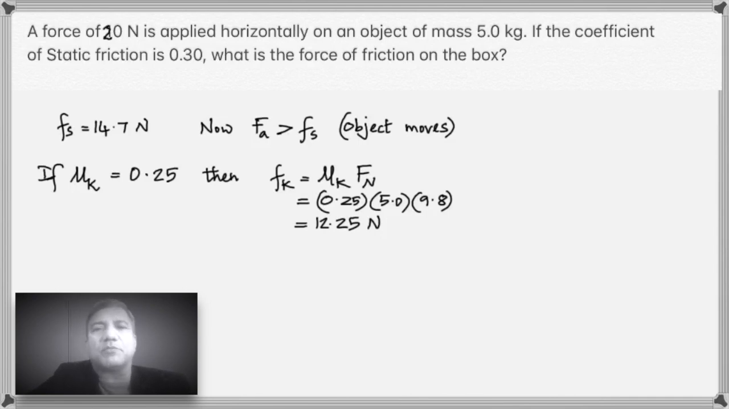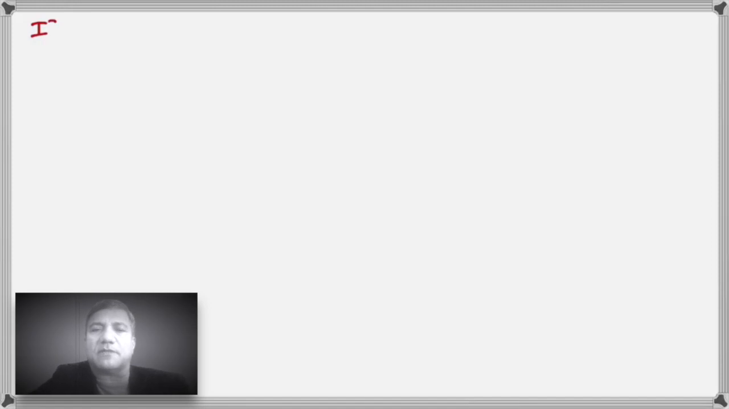Going ahead, you could be asked to calculate the acceleration here, in which case you'll have to find the net force. I'm not writing that, but the net force would be 20 minus 12.25. Right? 20 minus 12.25. And so when you get that net force, you divide it by the mass, you will get the acceleration. Now moving on to the third one.